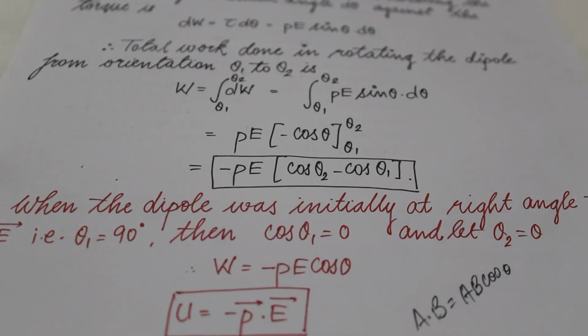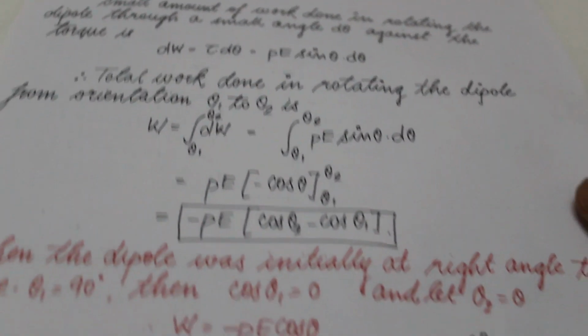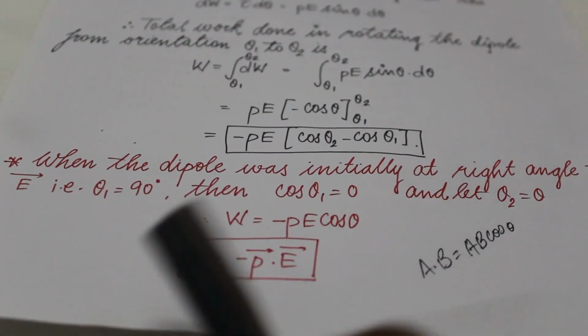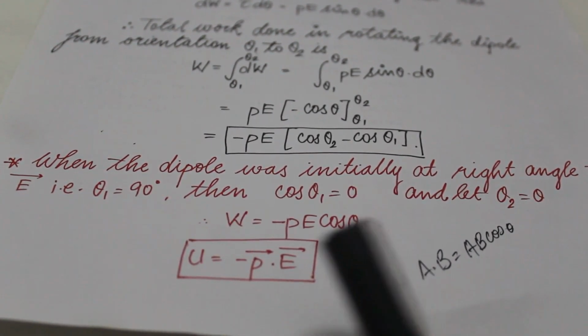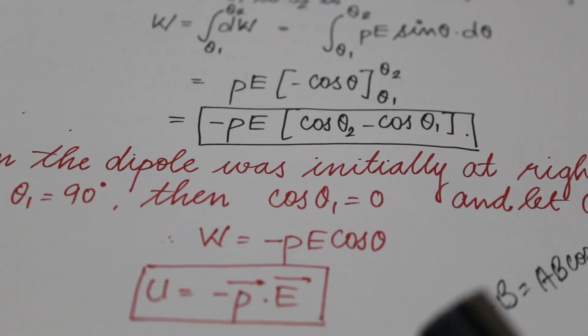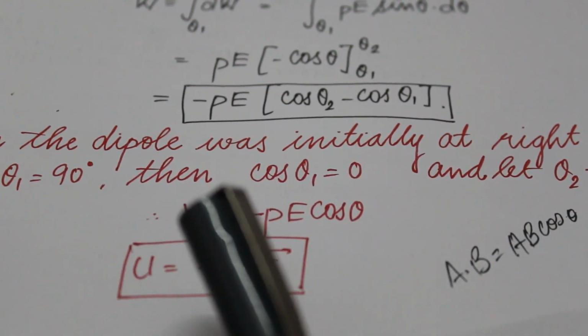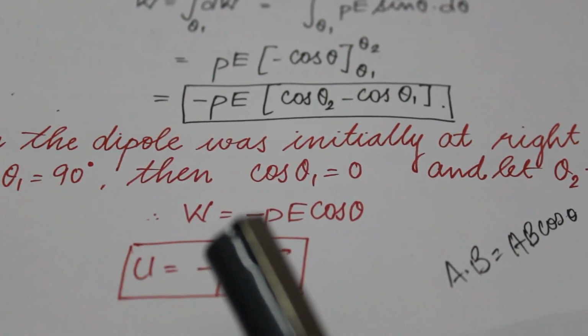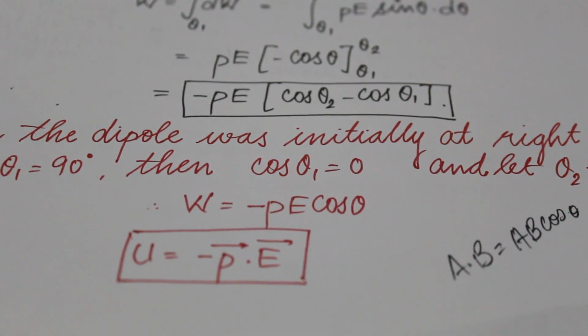What if the dipole was initially at right angle? Let's say this dipole was initially such that it was making an angle of 90 degrees with the external electric field. Then theta 1 will be taken as 90 degrees. So cos theta 1 will become 0. So we'll finally get work done is equal to minus pE cos theta. And as we know, A dot B is equal to AB cos theta. So we'll write work done or potential energy is minus dipole moment dot external electric field, or the dot product of dipole moment and external electric field.